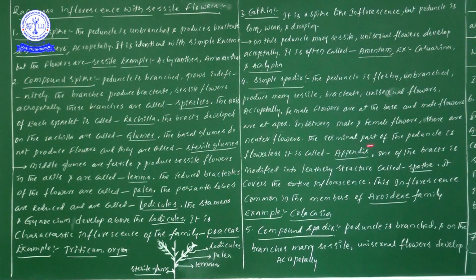Next one, the terminal part of the peduncle is flowerless. So the terminal part of the peduncle is flowerless. There will be no male, female or neuter flowers there. At the very edge, that particular part we take as the appendix. Appendix. One more time, appendix.